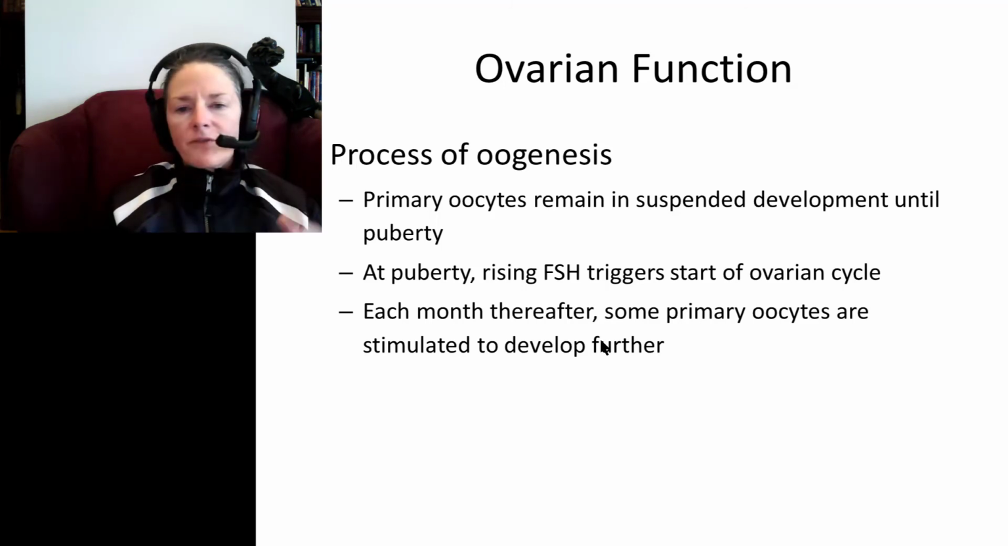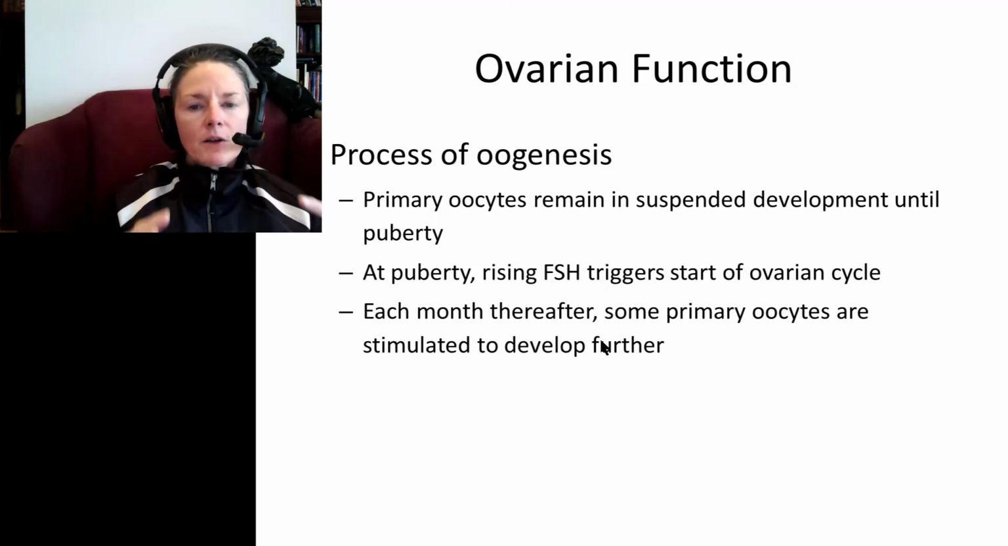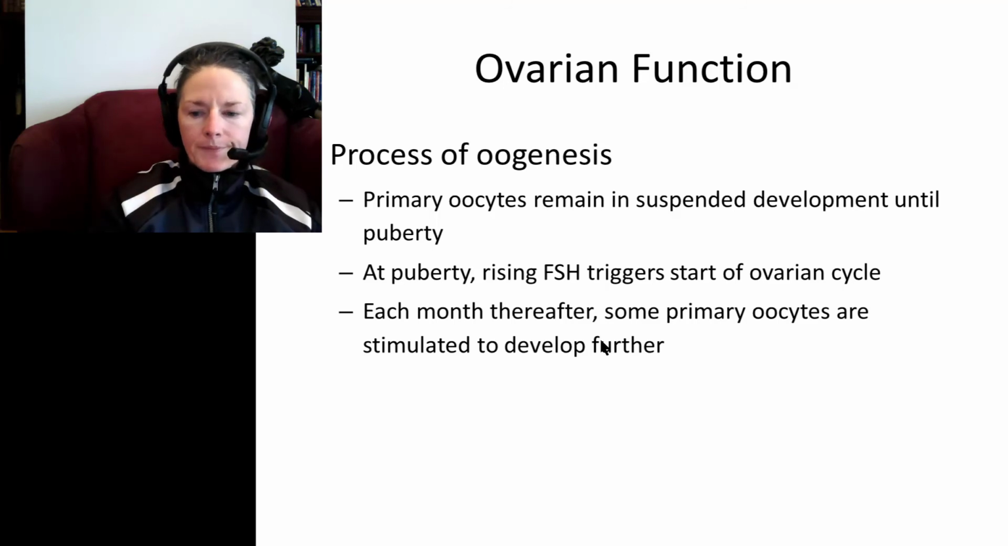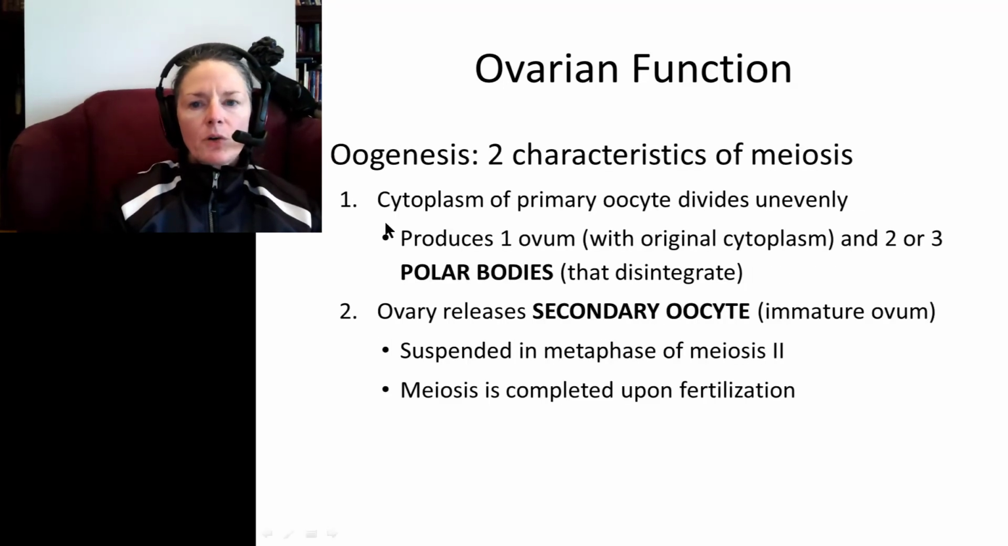And we will see that we have feedback loops between the gonads and the hypothalamus and the pituitary gland, just as we did in the male. However, the timing and the amounts of these hormones will differ. All right, so one of the things that happens during meiosis, and you've probably all heard of something called polar bodies: when the primary oocyte divides, it's going to divide unevenly.